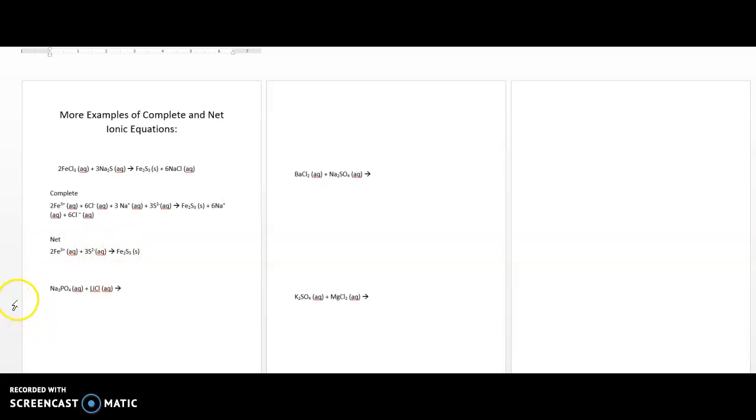Let's do another example. So the complete ionic equation for this guy looks like this. So it's going to react to make NaCl, which is again aqueous, plus lithium phosphate, which is solid. All right? My mouse is being a little funny today. Okay? So the complete equation looks like this.